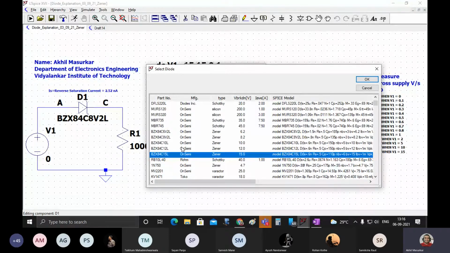Are you understanding this? If yes, just put yes in the chat box. So could you tell this again? Yes. So see, these are the different diodes which are available.